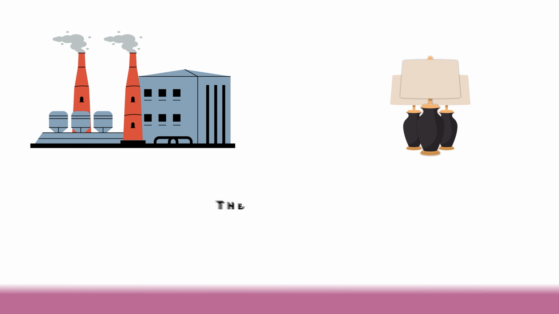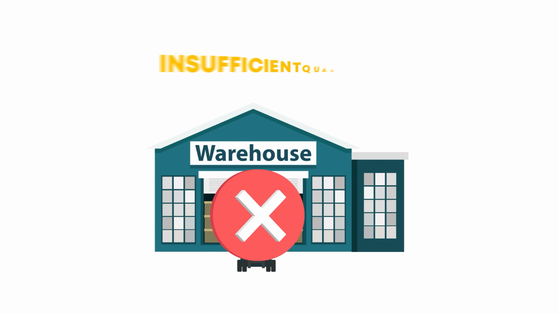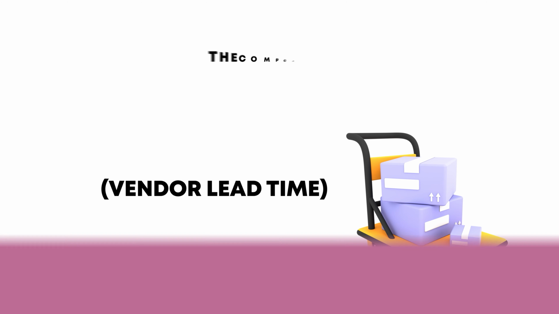But there can be a situation where there are insufficient quantities of the components needed to manufacture the product lamp. So first, the manufacturer needs to purchase the components to manufacture the product lamp. It takes 4 days to purchase the components and bring them to the manufacturing company.